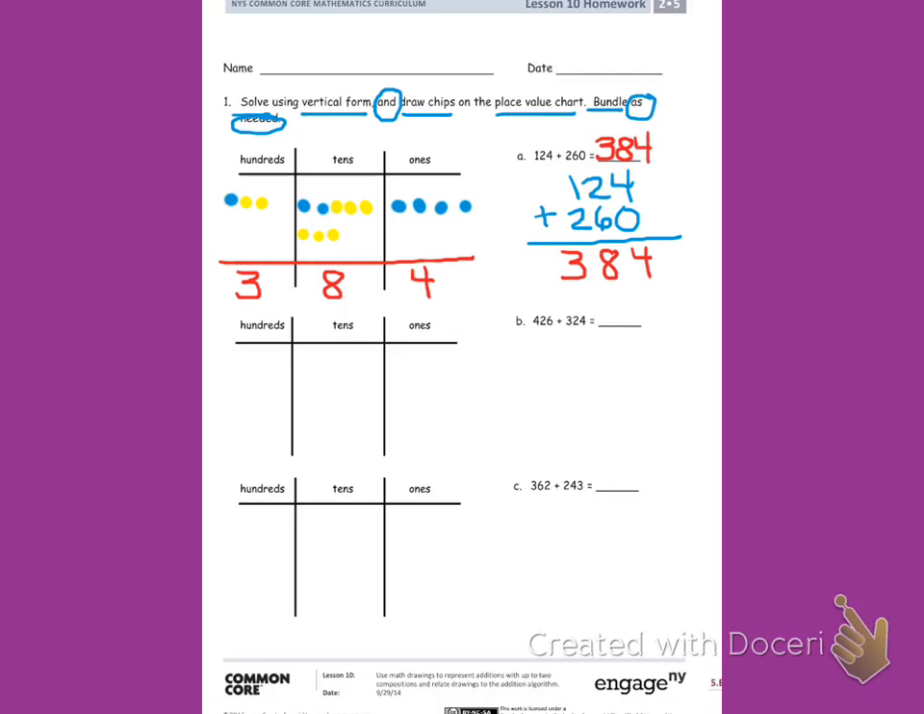And as you can see by looking at the place value chart, I did not need to bundle. I sure am glad I was paying attention. You never bundle unless it's needed. Let's do this again. This time let's do 426 plus 324.